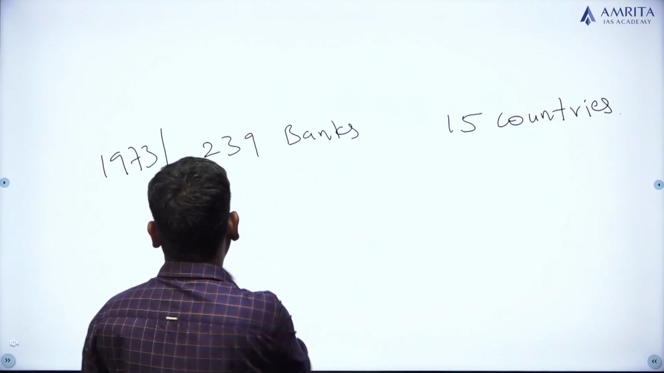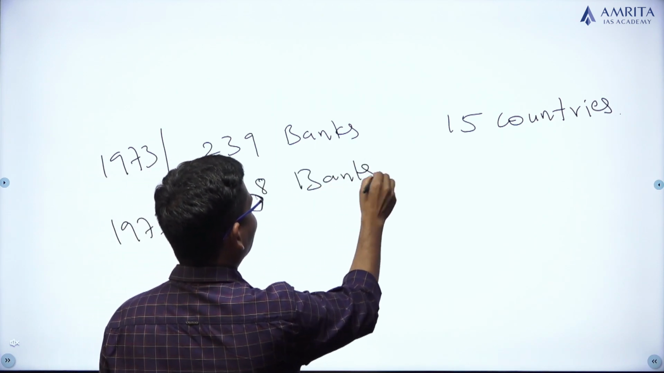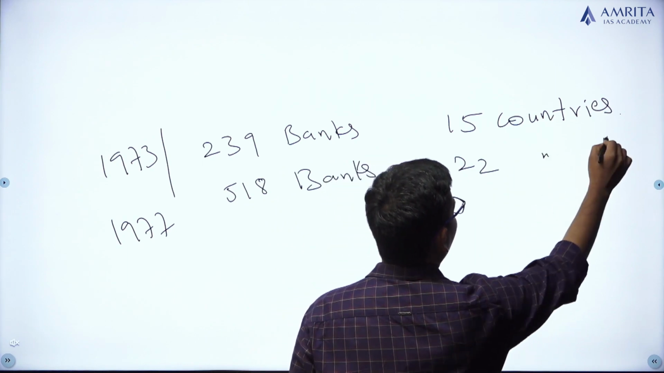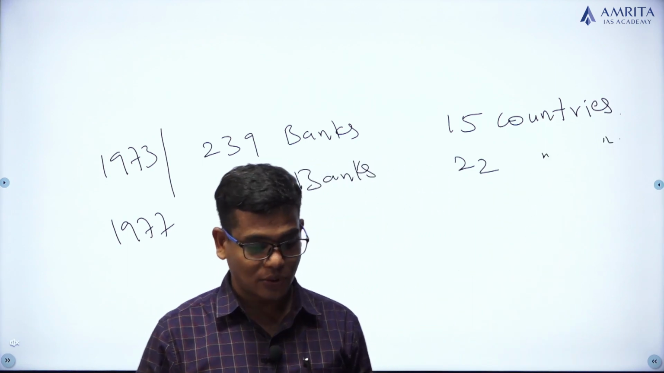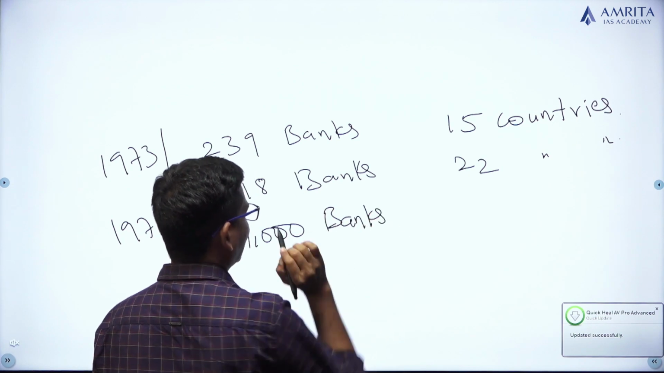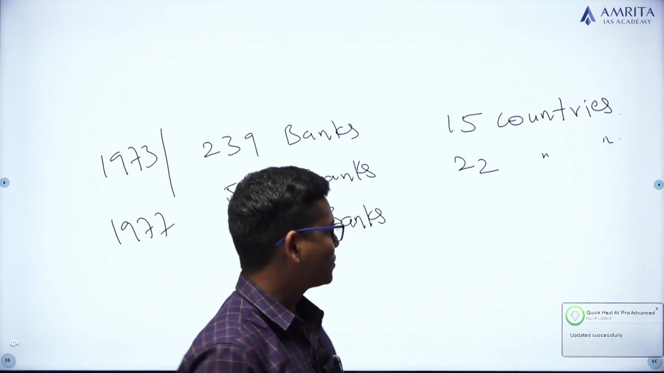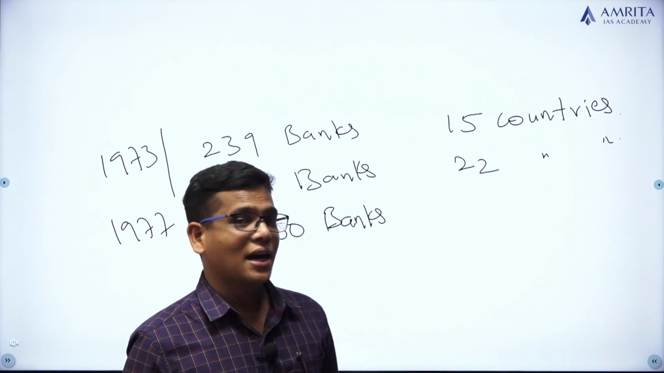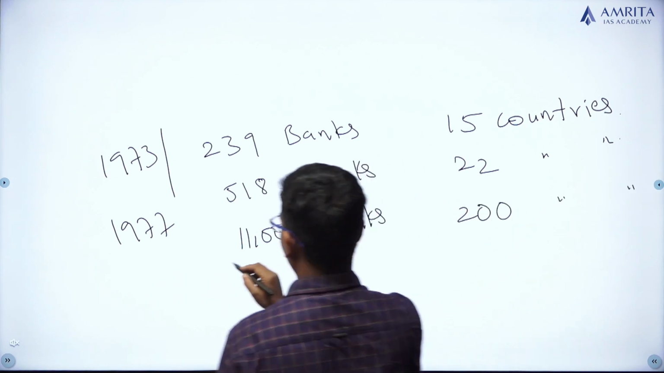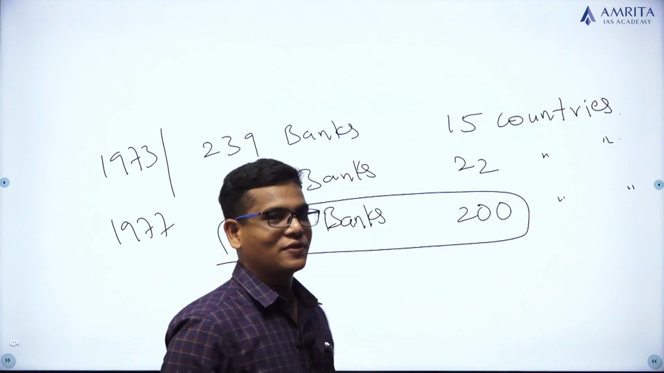Later, by 1977, 518 banks across 22 countries. But if you see today, 11,000 banks. Not every branch is a different bank, no. So 11,000 banks across 200 countries, you can imagine. Now almost the entire world is connected with this SWIFT network.